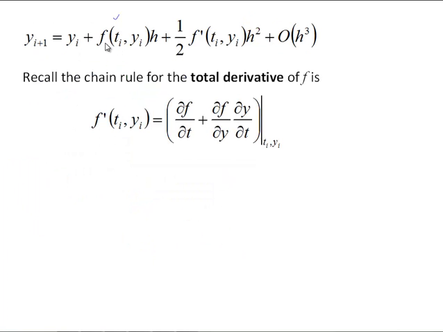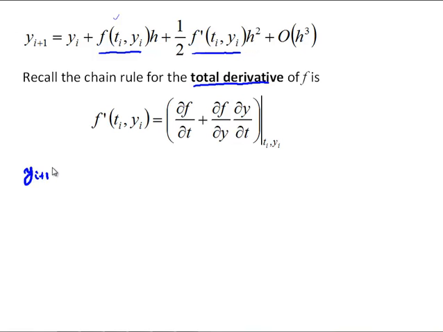So we'll plug those in, and let's move forward from there. So here's f at ti and yi, and f prime at ti and yi. We've just plugged those into the Taylor series. And then if you recall from calculus, we can use the chain rule to find the total derivative of f. And so that total derivative of f, or f prime of ti yi, is equal to df dt plus df dy, the partial of f with respect to y, times the partial of y with respect to t, all evaluated at ti and yi. So I'm going to go ahead and plug that in to our yi plus 1.